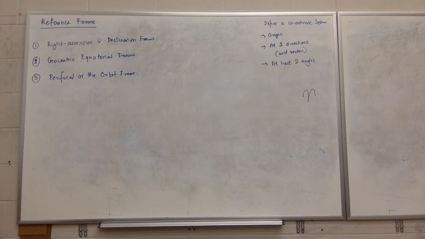This line is a projection of this line onto this plane, the x-y plane. The equatorial plane. So the projection of that line on the equatorial plane. So do you see the importance of right ascension and declination?